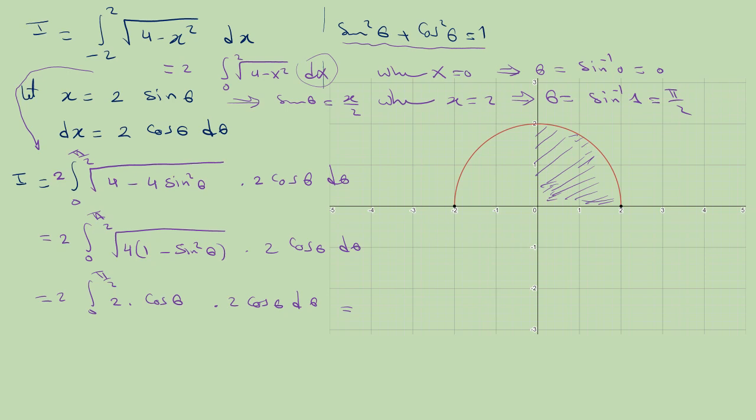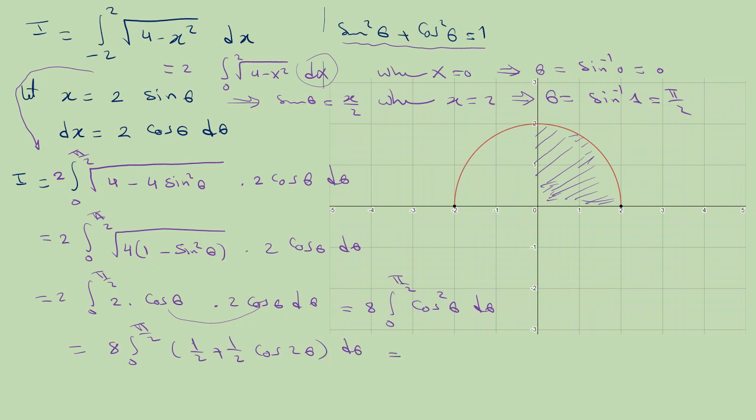Let's continue. 2 multiplied by 2 is 4, and 4 times 2 is equal to 8. 8 times the integration from 0 to pi over 2 of cosine theta multiplied by cosine theta, which is cosine squared theta d theta. Then it is 8 times the integral from 0 to pi over 2 of cosine squared theta. Cosine squared is half plus half cosine 2 theta, d theta.